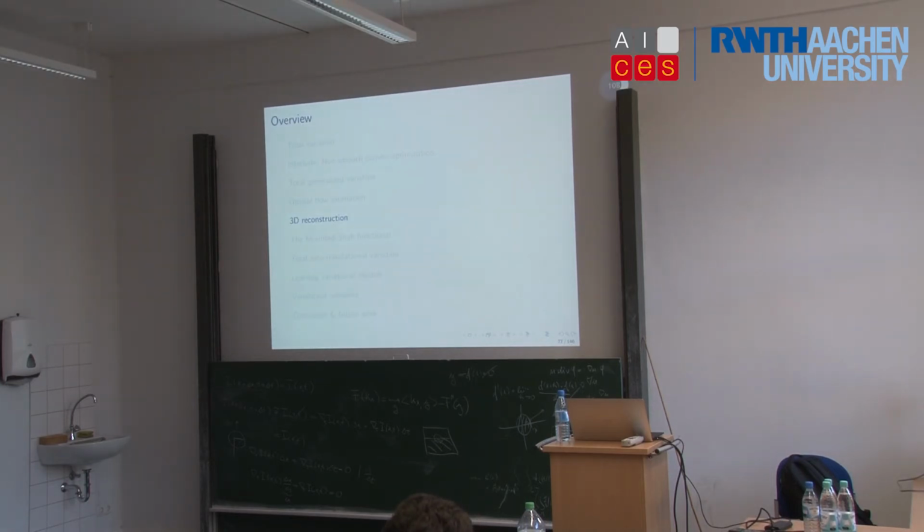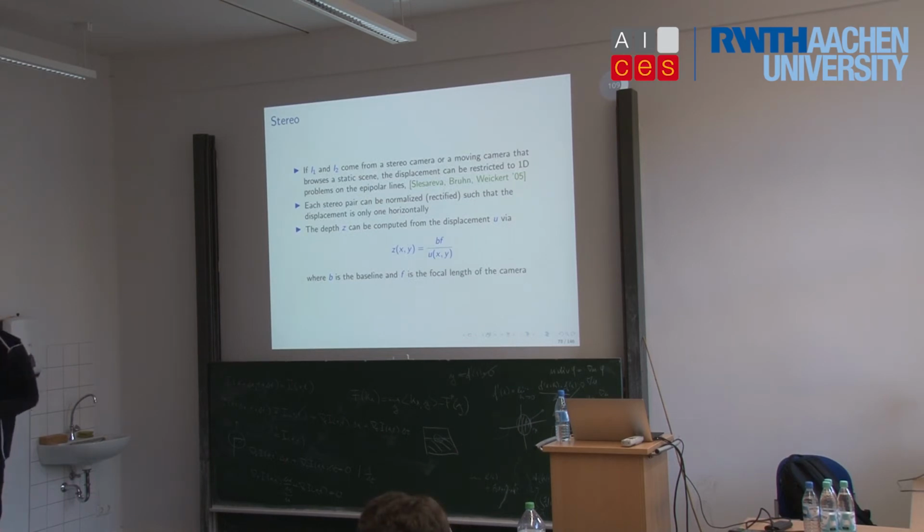Okay, now let's move to 3D reconstruction. So when your images I1 and I2 in the optical flow come from a moving camera, or they come from a rectified stereo rig, then you can make use of epipolar geometry and determine that the displacement of the optical flow lies on epipolar lines. It means you can restrict the two-dimensional displacements to one-dimensional displacements on the epipolar lines.